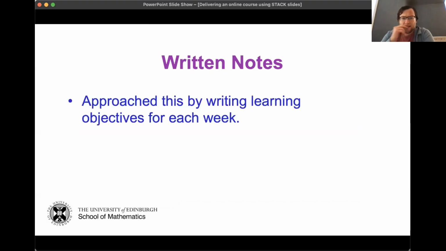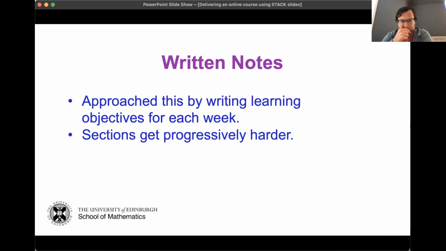In terms of the written notes, essentially these were based upon the idea of what we actually want the students to get out of every week's worth of work. So it was a case of trying to think of learning objectives that were suitable for each week's worth of work, and then trying to write materials to help them achieve those objectives. And the idea was that the sections would each get progressively harder. The material would get more difficult, slightly more involved as they went along. And as I said, the reinforcement of this was in the application section, which essentially exists to try and convince these non-maths students why they should be enjoying and studying maths.